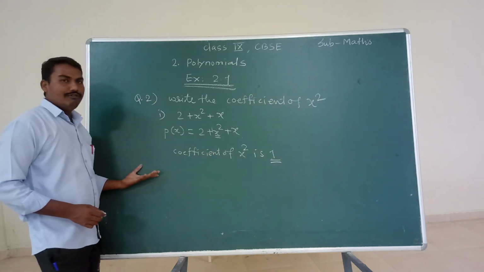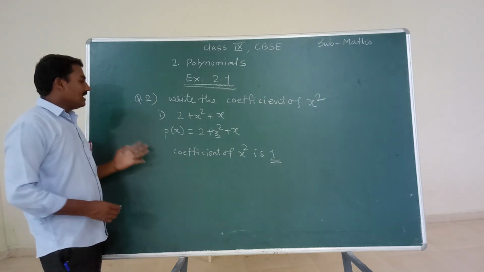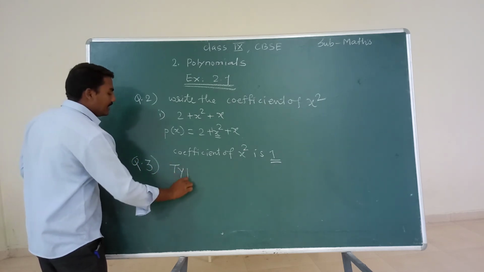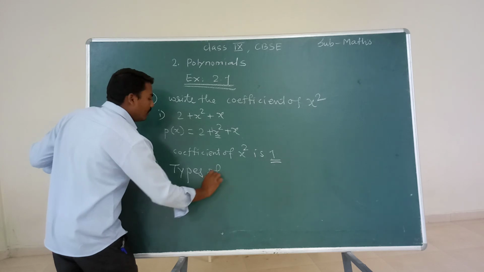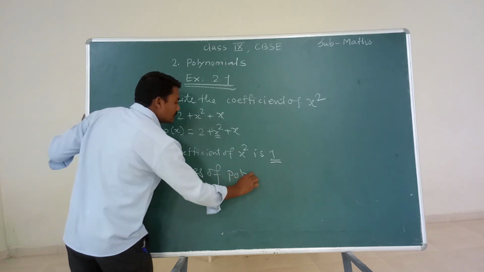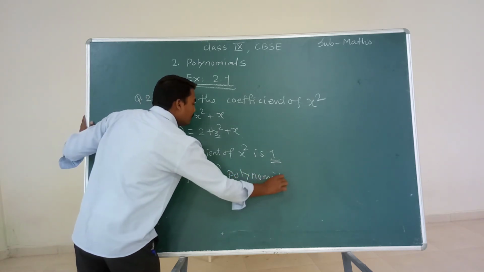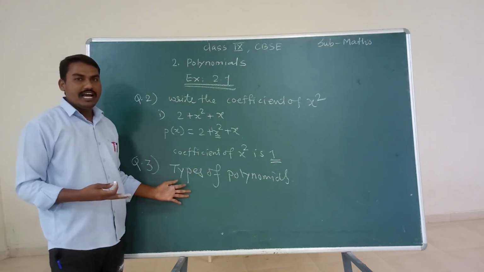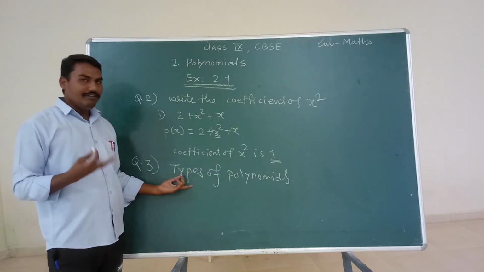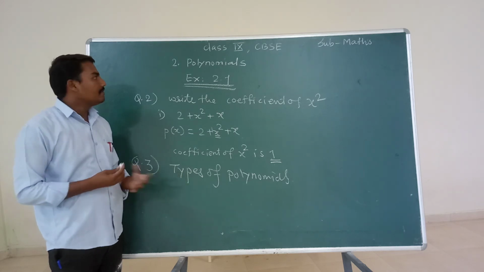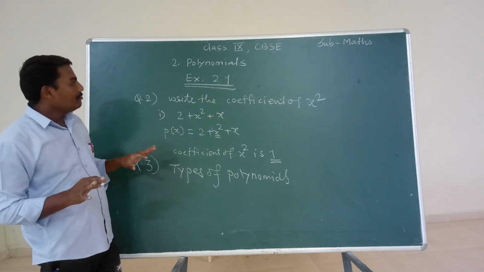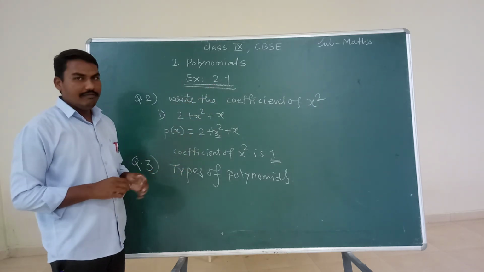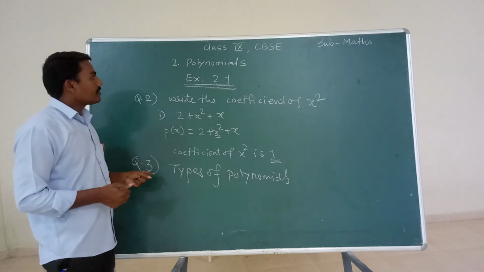Like that you have to solve question number second, and question number third based on the types of polynomials. You have to identify the polynomial based on the terms and the forms of the variables or power of the variable. Okay, like that you have to solve exercise 2.1 of polynomials. Very simple. Understood? Thank you.